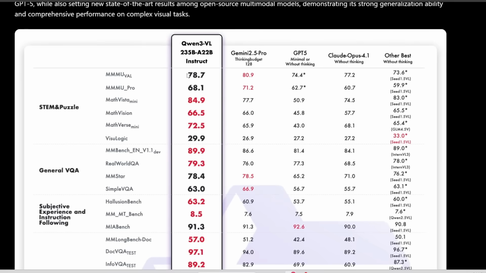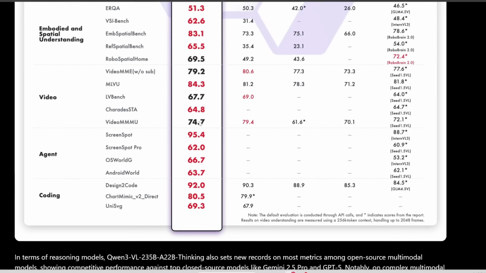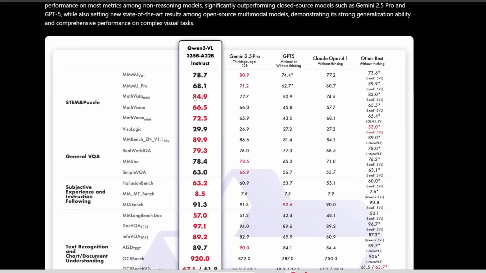And if you look at the benchmark scores for this new Qwen 3 VL, the red values are basically the highest scores, and as you can see for most of these values, Qwen VL scored the highest, compared with Gemini 2.5 Pro Thinking and GPT-5 and Claude Opus 4.1. I mean, this is an insane achievement.